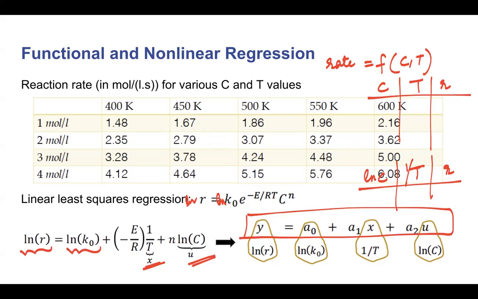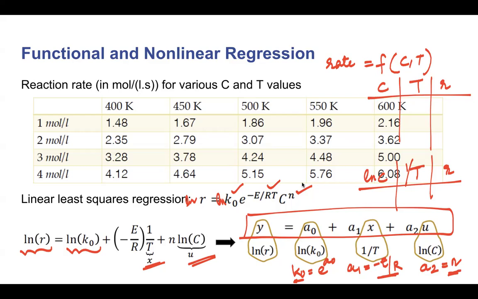When you find a0, a1, a2, what is a0? It is ln k0. So if you want to find k0, it is the exponential of a0. And a1 gives you minus E by R, and a2 gives you n. So the coefficients will be like this. You get k0 from here, E by R from here, and n from here. Those are all the unknowns: k0, E by R, and n. You will get all the values of these unknowns. Is this concept clear?